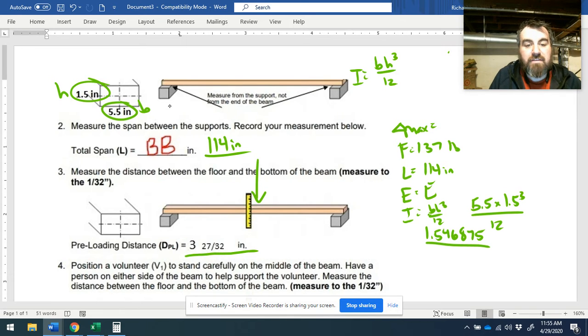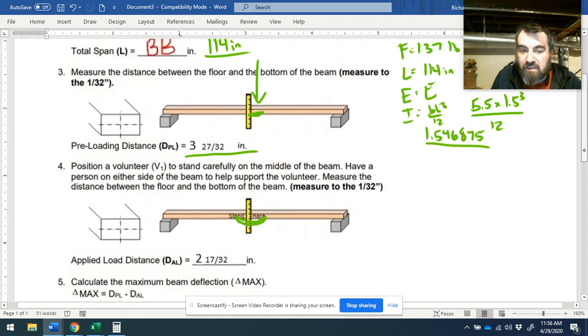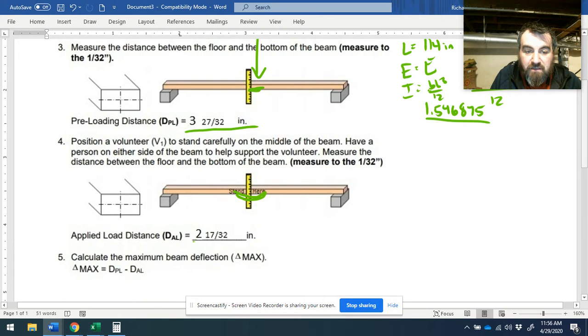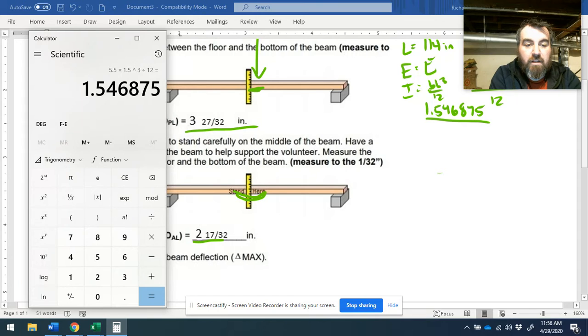And then delta max, this is the one where you've got to figure it out. Well, if it was originally this high, 3 and 27/32 inches, and when you stepped on it, it bent so that now the bottom is at 2 and 17/32 inches. The difference between those, you see how delta max equals dpl, so preloading before you got on it, minus dal, distance after the applied loading. Okay. So the way we would do this is we would just put in our calculator 3 plus 27/32, because 3 and 27/32 is just like saying 3 plus 27/32.